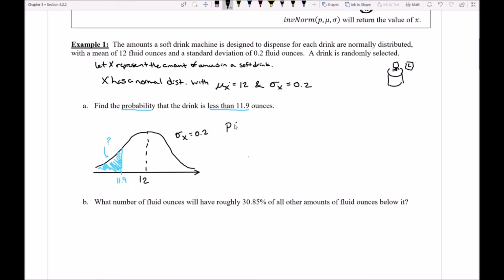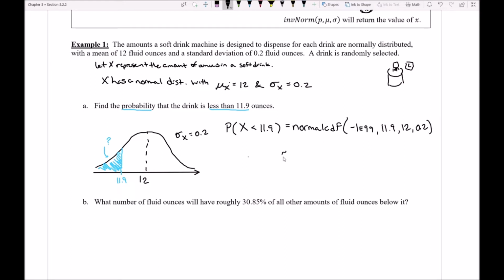So I would go ahead here and write, I want the probability that X, the amount of ounces in the soft drink, is less than 11.9. I know I can set that up with a Normalcdf. Remember, my first two values are where my blue region starts and stops. Well, on the left side here, I can see that my region goes down towards negative infinity. Since I can't type that in, in the last section we said we would use a very large negative number that we would express with negative 1E99. Then I would go up to 11.9, and then I would state my mean and my standard deviation.